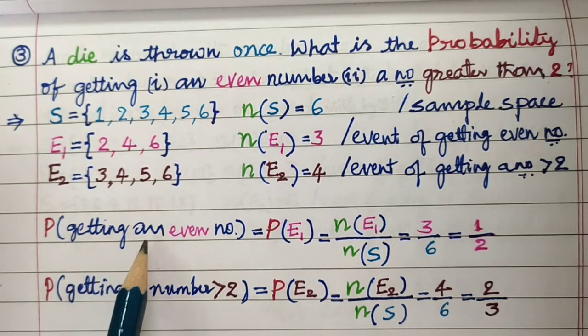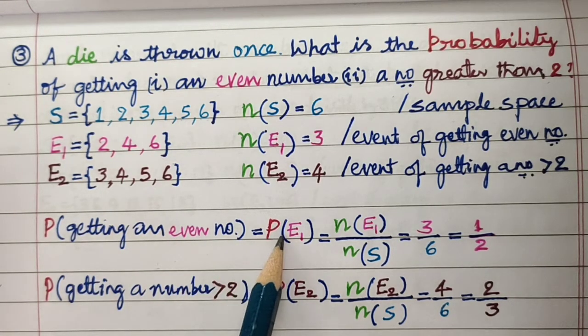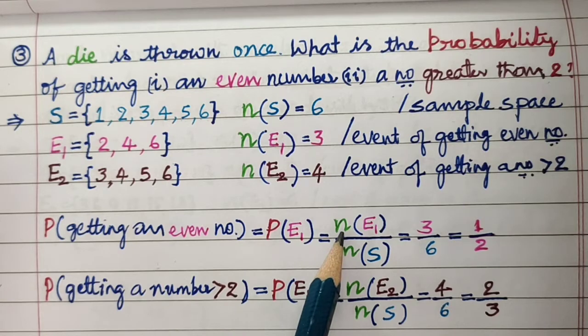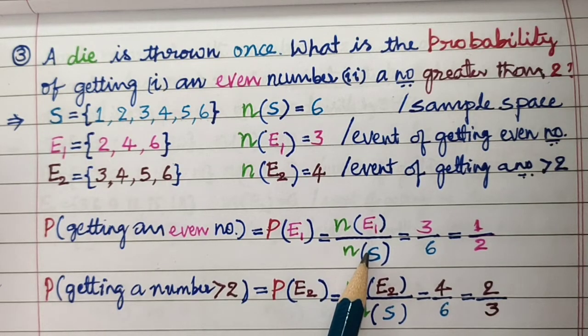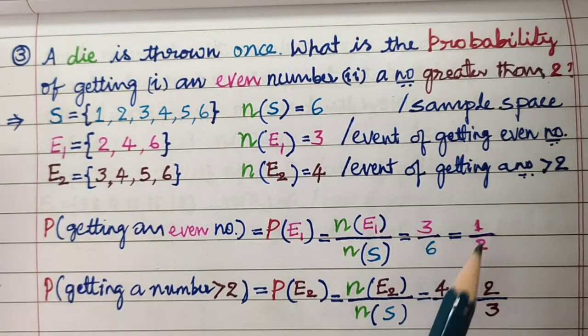Then the probability of getting an even number, P of even, is equal to the number of even numbers divided by the total number of outcomes, that is 3 by 6, which is equal to 1 by 2. The probability of getting a number greater than 2, P of E2, is equal to N of E2, the number of terms greater than 2, divided by N of S, which is 4 by 6, that is equal to 2 by 3.